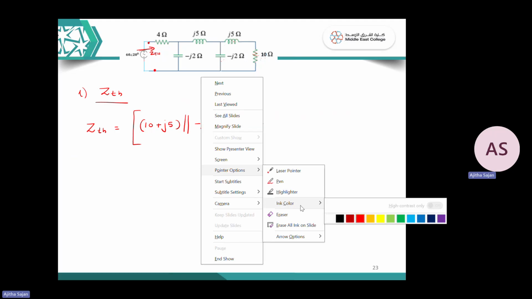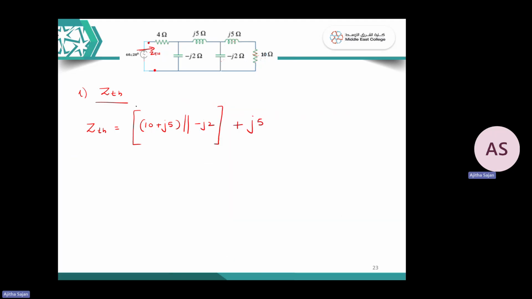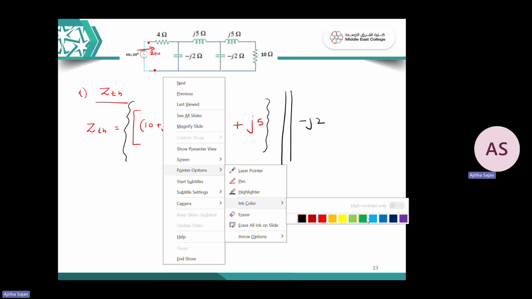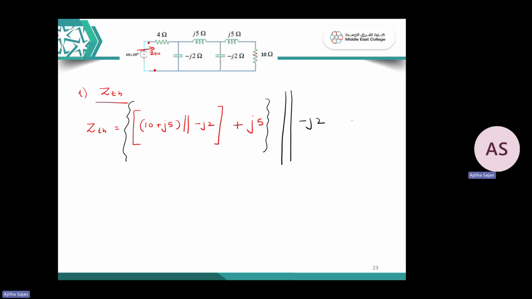Let me use another color for writing that. Now all these things will come in parallel with the minus j2, right? And that tool will come again. Finally, when it comes, that will come in series with the 4 ohm. With that, it will finish. So now you can write it as plus 4. All these things come in series with the plus 4. So this is the thing.